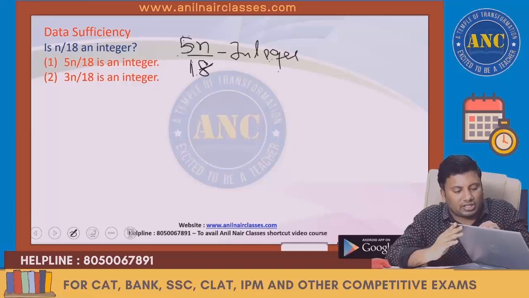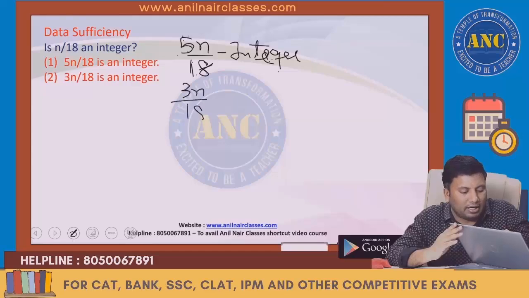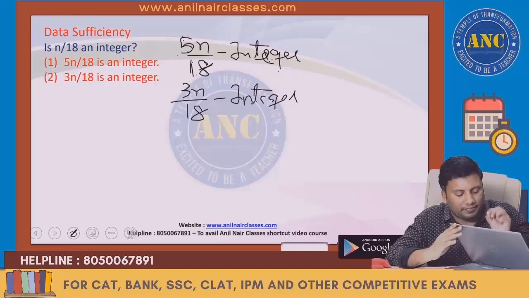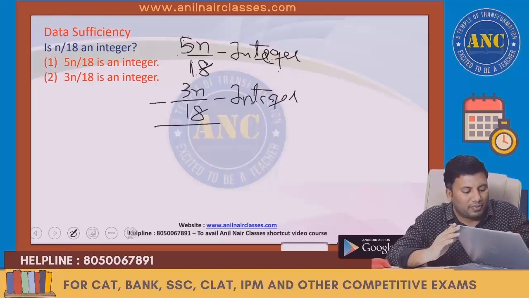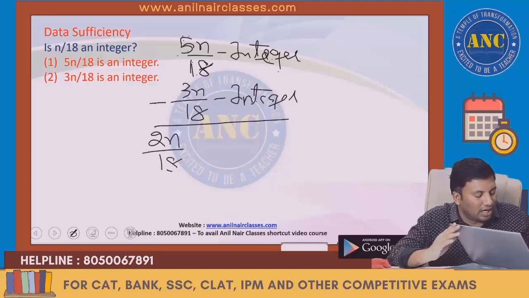Do subtraction, your job becomes easier. 3n by 18 is an integer. Subtract both of them. 5n by 18 minus 3n by 18 is 2n by 18.